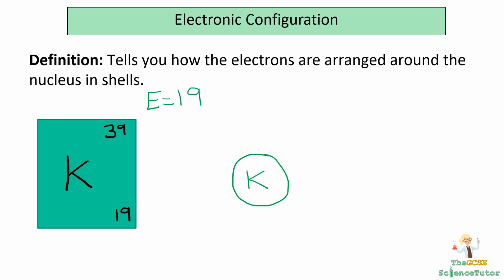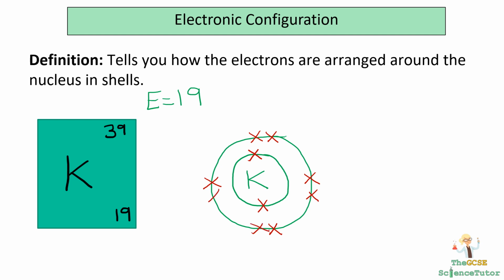The first shell can hold a maximum of 2 electrons, and I will place them in like that. I am now going to draw a second ring to represent the second shell, which can hold a maximum of 8 electrons. It is a good idea to draw your 8 electrons going round in a circle like this, as it will be useful for when we do bonding in the next topic.